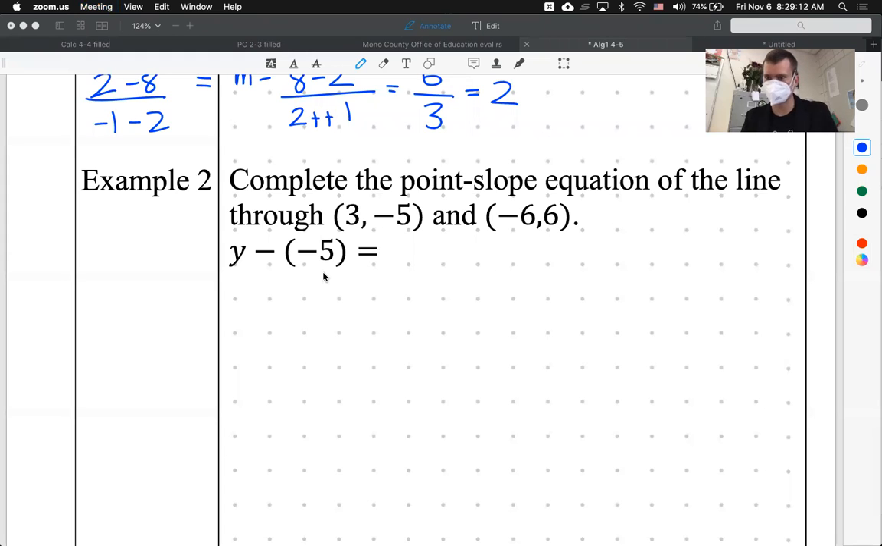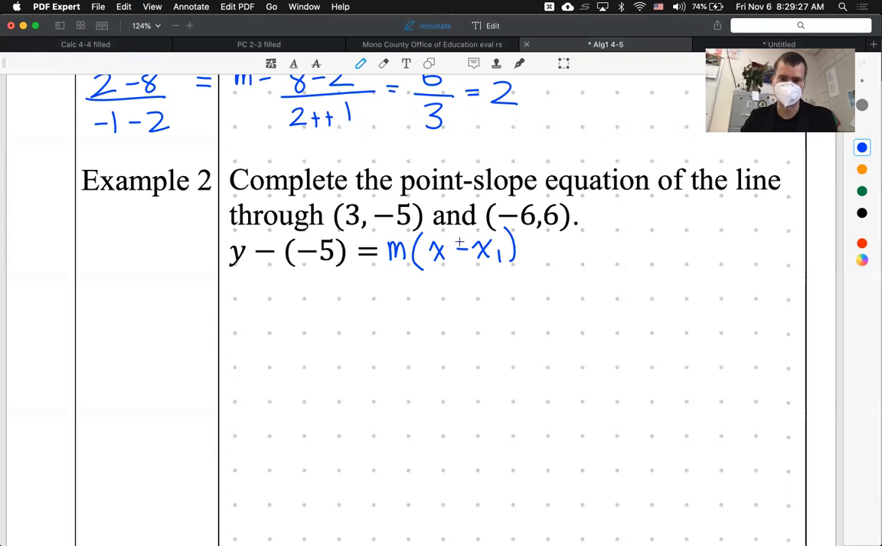All right, it looks like the entire class has the correct answer now, so I'm going to go ahead and solve this on my own. The first thing is I'll write the rest of the formula that we need: m times x minus x1. The most common mistake I found was that this needs to be a negative sign. You always have y minus the y coordinate. You always have x minus the x coordinate.